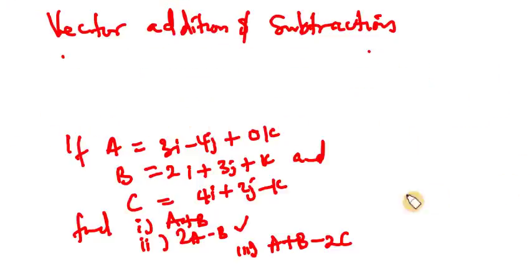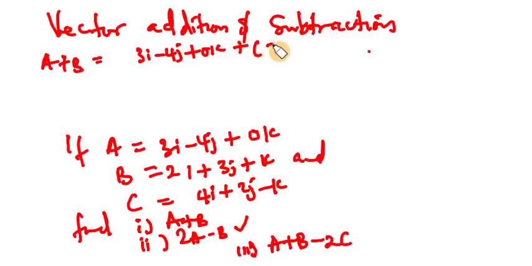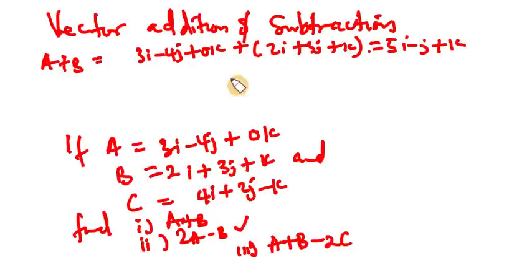So let us find it. a plus b, we found it before, is 3i minus 4j plus 0k. Then we add it to 2i plus 3j plus k. And we had 5i, minus 4j plus 3j is minus j, plus 0k plus k.